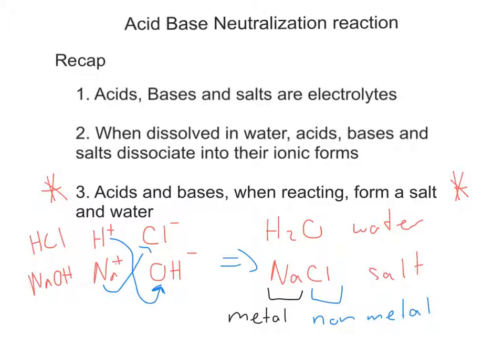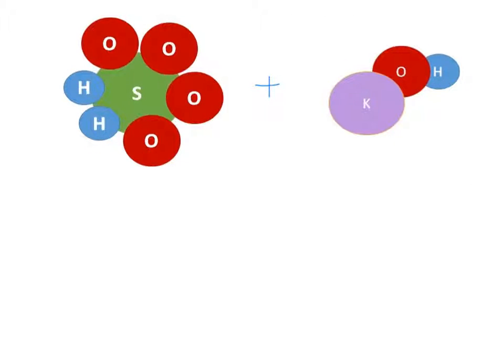What we're going to be doing in this one is looking at acid-base reactions when the charges are not the same. And we're going to see how we figure out what molecules are being made. Okay, so the reaction that we have is with this molecule right here and this molecule right here.